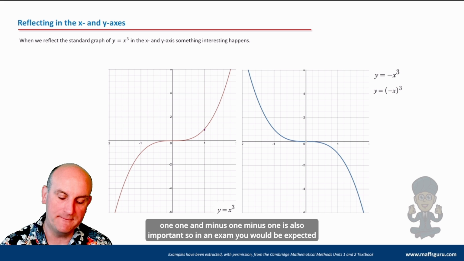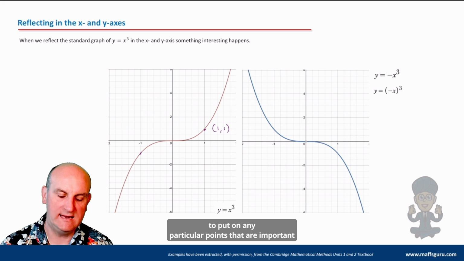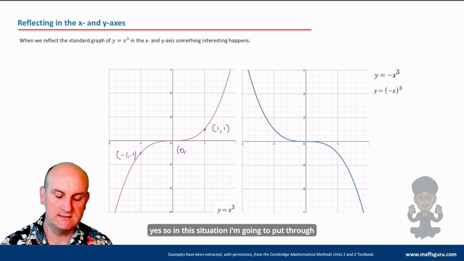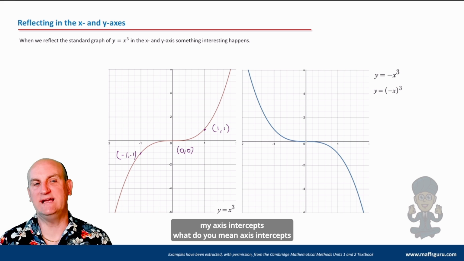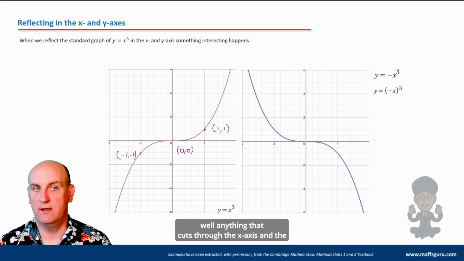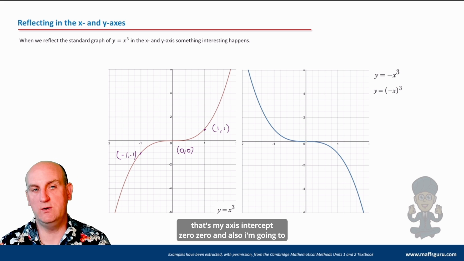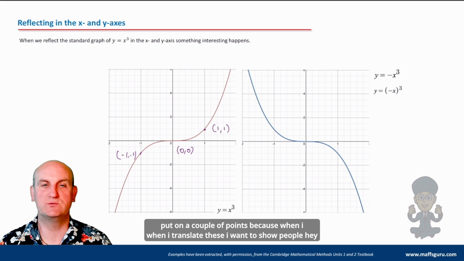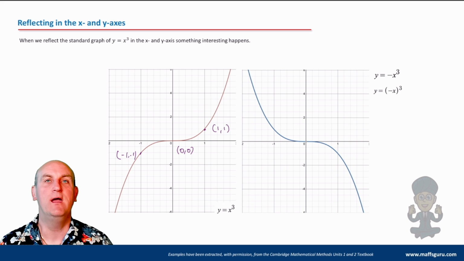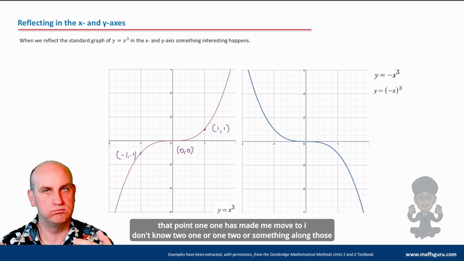So in an exam, you would be expected to put on any particular points that are important. In this situation, I'm going to put on my axis intercepts. What do you mean, axis intercepts? Well, anything that cuts through the x-axis and the y-axis, I'm going to put on. So there we go, that's my axis intercept 0, 0. I'm also going to put on a couple of points, because when I translate these, I want to show people that the point 1, 1 has moved to, I don't know, 2, 1 or 1, 2, or something along those lines.